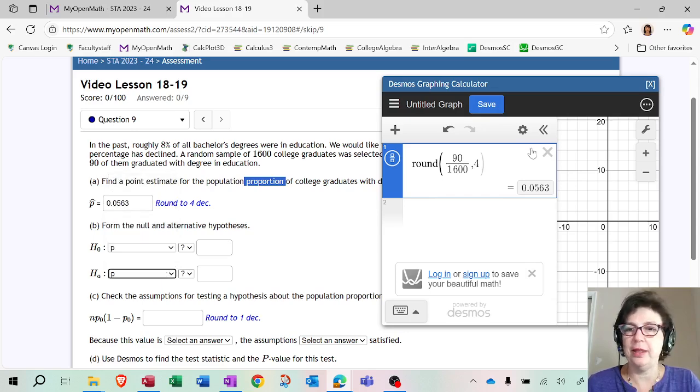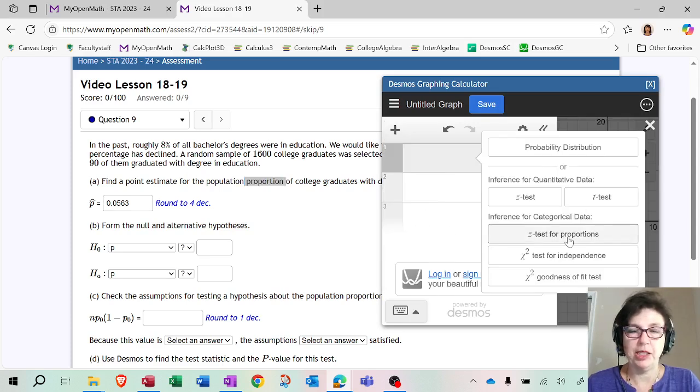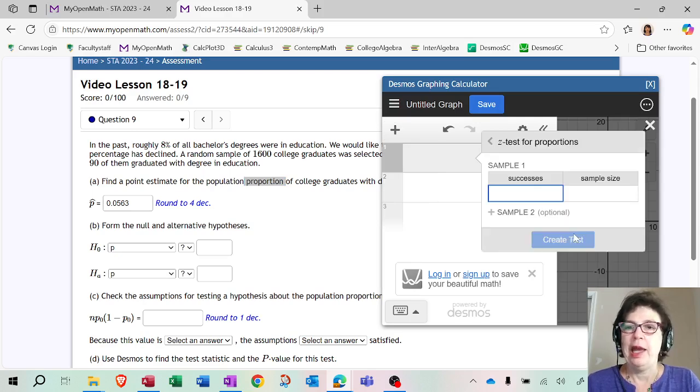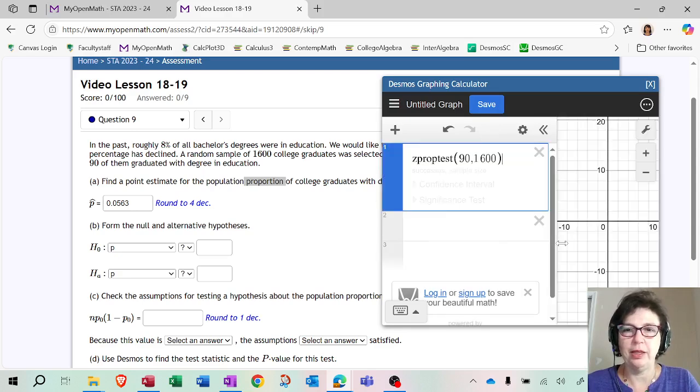But if not, then just click on the inference menu, go to the test for proportions. Again, you should know that this is proportion. And they will tell you success and sample size. Okay, we already know that 90 is the successes, sample size is 1,600. And if you switch them, Desmos is going to put it in red and not going to let you get away with it. So we're going to click on create test.